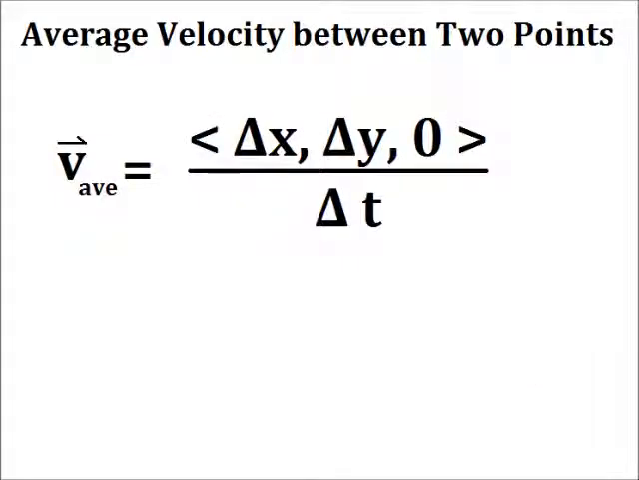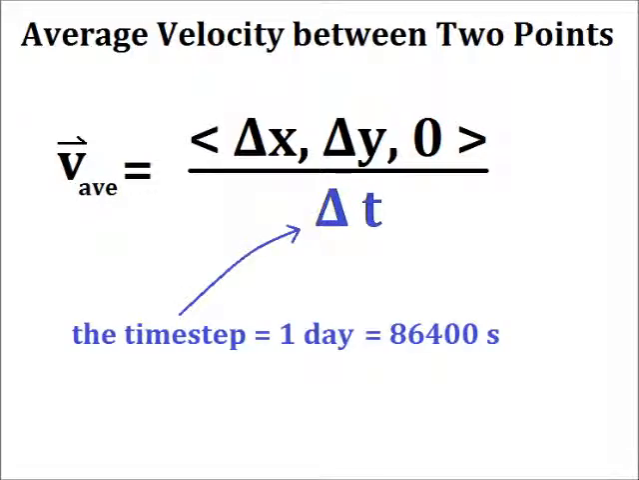To start out, we need to calculate the average velocity as the star moves between any 2 points. Average velocity is equal to the change in position divided by the change in time. The change in the x component and the change in the y component are equal to the difference between two of the given data points. A 0 is used for the third component because the star does not move relative to the z-axis. Delta t here is equal to 86,400 seconds.